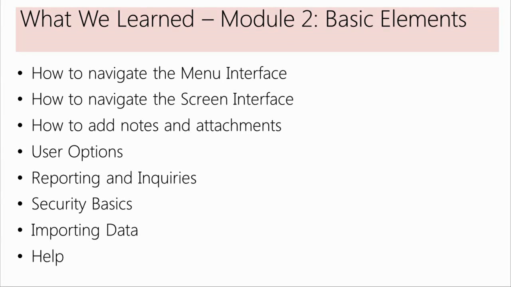Let's talk about what we've learned. We first started at the top. We learned about the menu interface and how to interact with it. Next, we learned about how to open up a screen and what all those buttons and things on that screen are, and how we interact with information on there. We then talked about adding notes and attachments to our screens, and about user options that change the way our menu and our screen look. We then looked at some reporting, how we run a report and how we look at quick queries and other things. We then went to some of the security basics: how to set up a user, potentially assign them to a group, and once we have them set up, how we give them access rights to screens and reports. We then drew some options around how to import data, and then we ended on help.